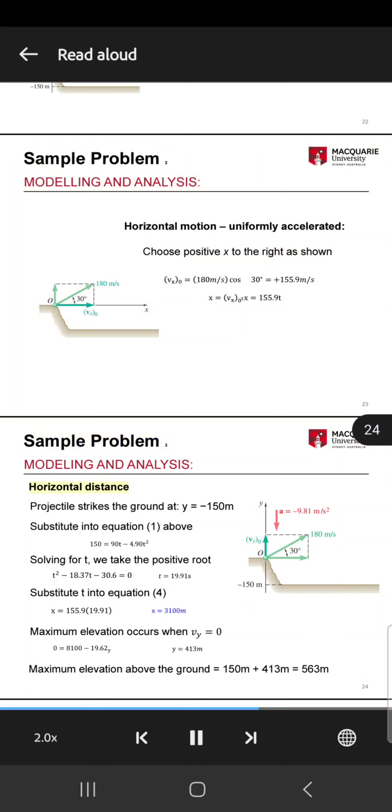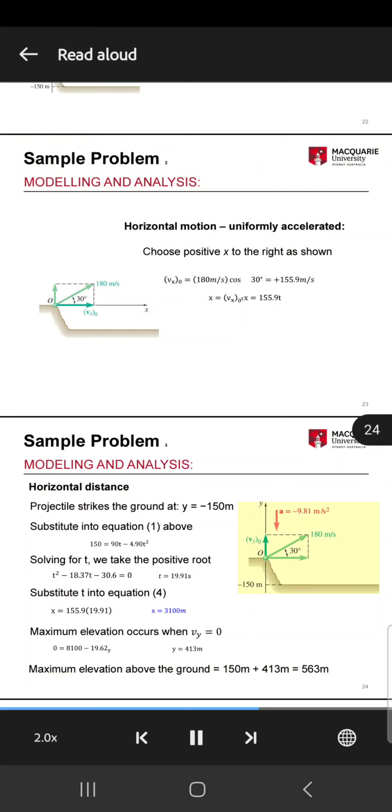Sample problem 3: horizontal distance. The projectile strikes the ground at y equals minus 150 meters. Substitute into equation 1 above. Solving for t, we take the positive root: t equals 19.91 s. Substitute t into equation 4: x equals 3100 meters. At maximum elevation, v_y equals 0, so 0 equals 8100 minus 19.62y. Maximum elevation above the ground equals 150 meters plus 413 meters equals 563 meters.